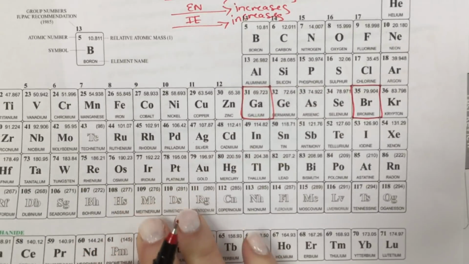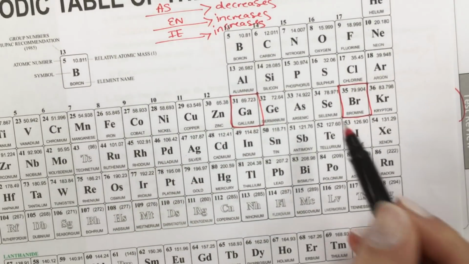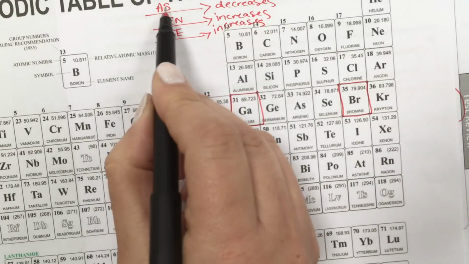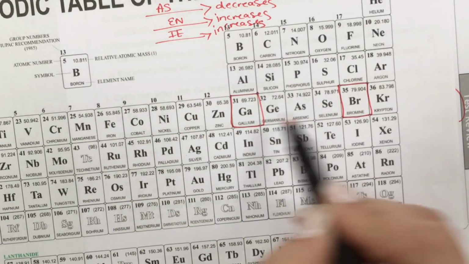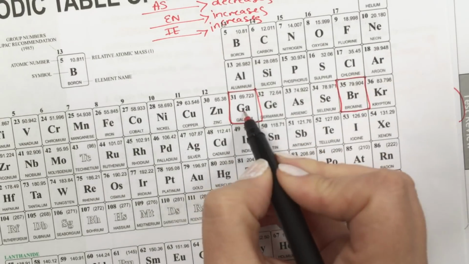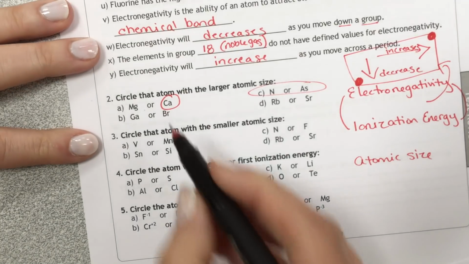Okay, so we are still looking at atomic size and we want the larger one. So remember, it gets smaller. Atomic size decreases as you go to the right because you increase the number of protons. So gallium is going to be larger.